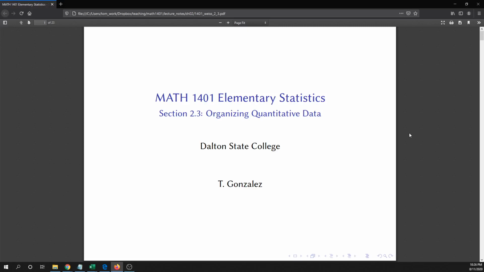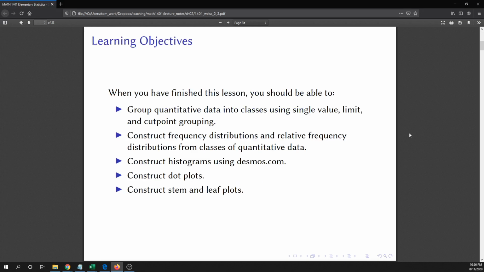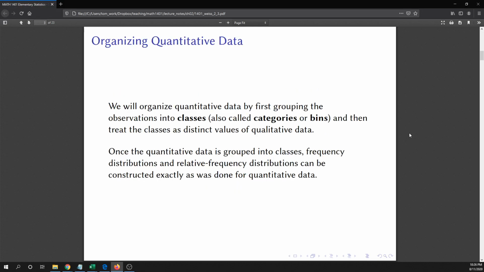All right, in this video, we are going to talk about organizing quantitative data. The first thing when we're talking about organizing quantitative data is that we organize the quantitative data by grouping the observations into classes. Also, in some books you'll see them as categories or bins.